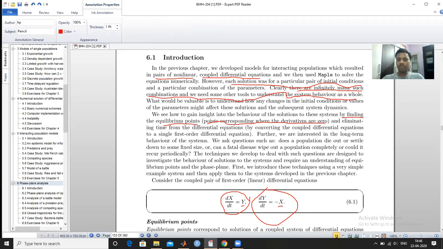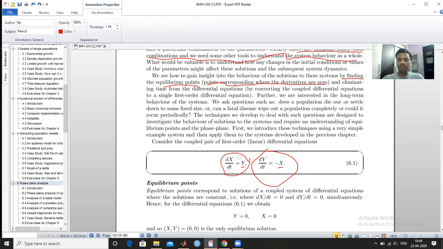To explain this phase plane analysis, we take a simple example, which is given here: dx over dt is equal to y and dy over dt is equal to minus x. You can read this paragraph more, because there are some given facts about the benefits of doing phase plane analysis.